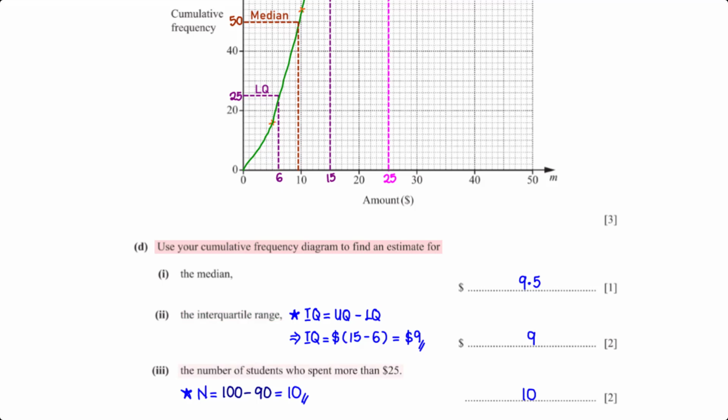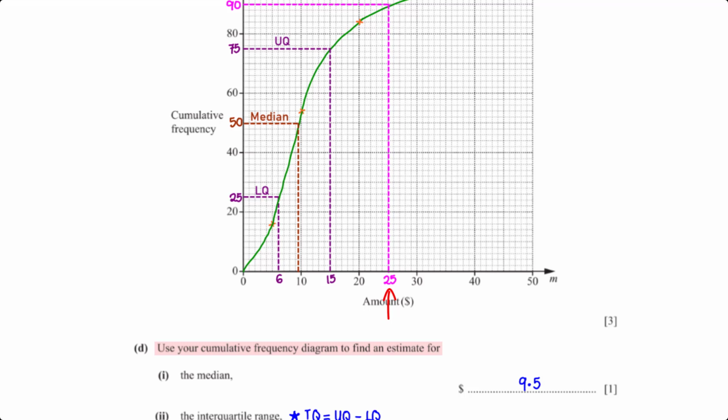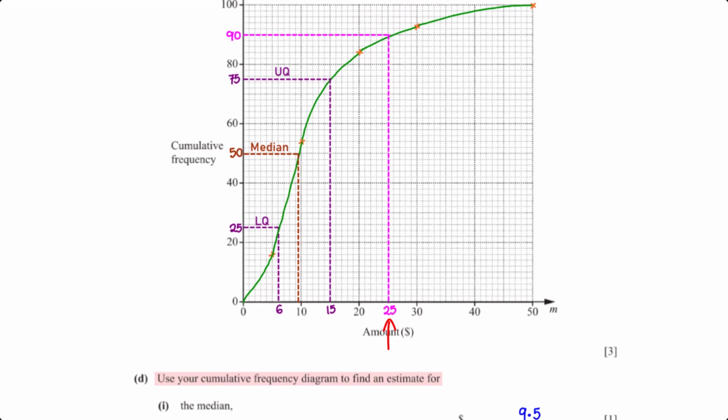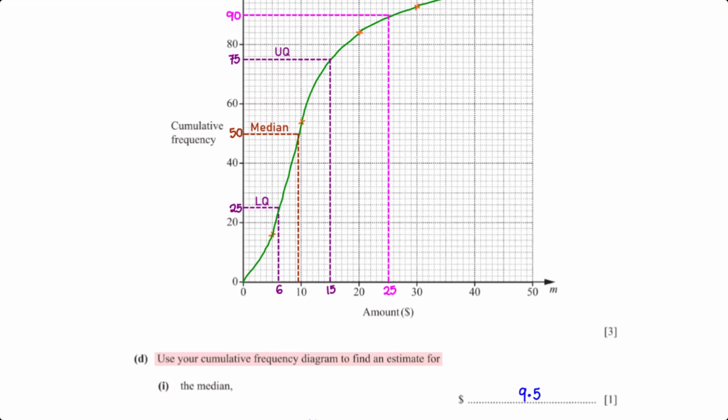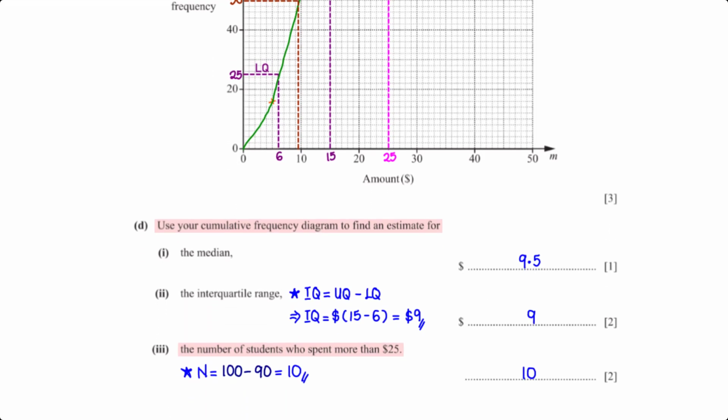Find an estimate for the number of students who spent more than $25. On the diagram, when we map $25 from the horizontal axis to the cumulative frequency graph, we get 90, which is the number of students who spent $25 or less. Therefore, to get the number of students who spent more than $25, we subtract 90 from the total number of students, which is 100. 100 minus 90 is 10.